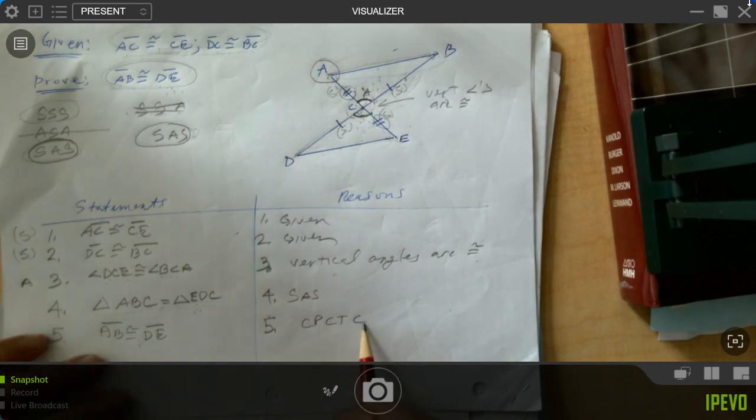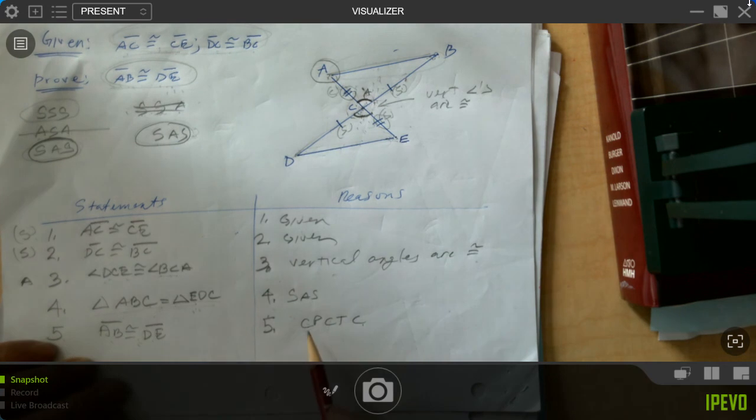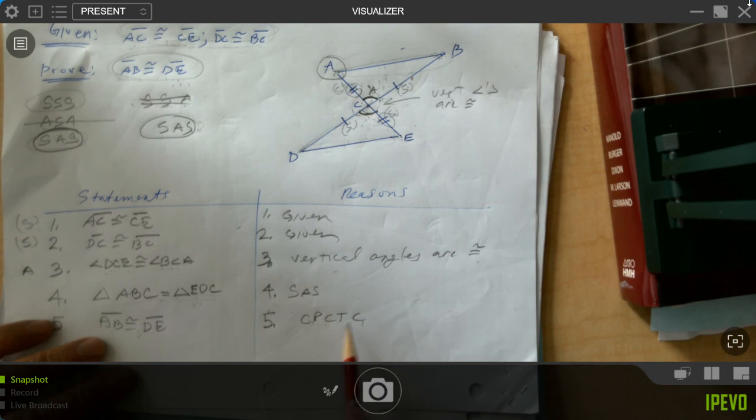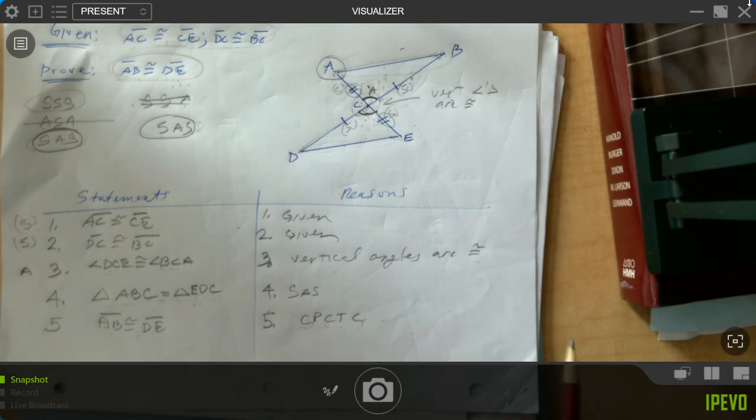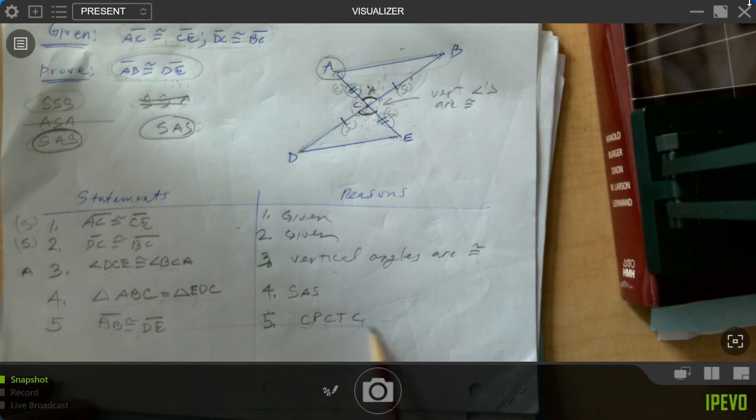For me, it helps me to write it, to say it as I write it out. Otherwise, with all these C's and all these C's, I get confused. So, corresponding parts of congruent triangles are congruent. Of course, all you really have to do is write this down with the definition next to it, and then every time you use it, you can just take a look at it and you'll know corresponding parts of congruent triangles are congruent. Now this is the last step. We're done.